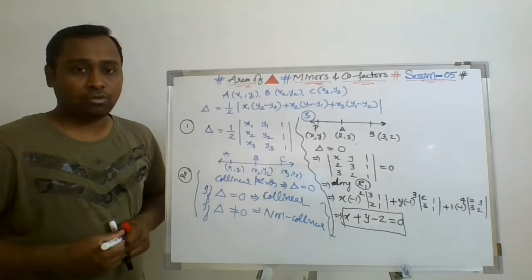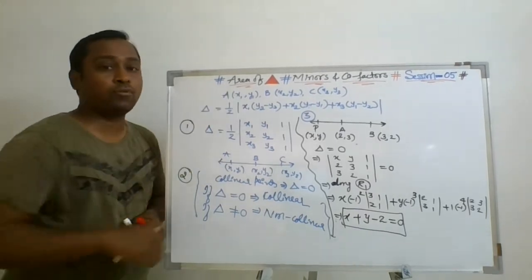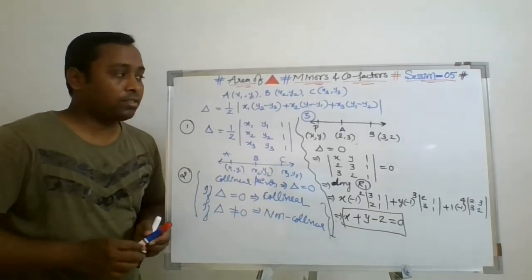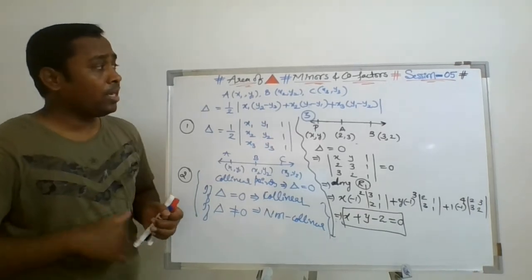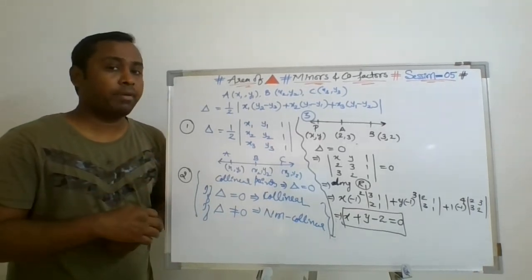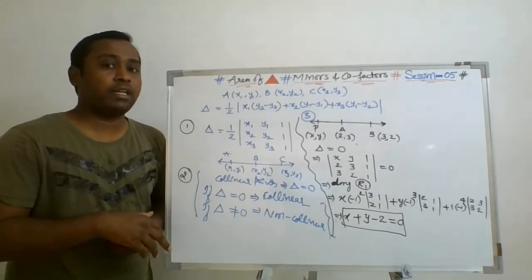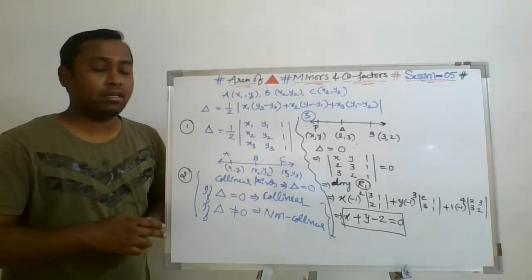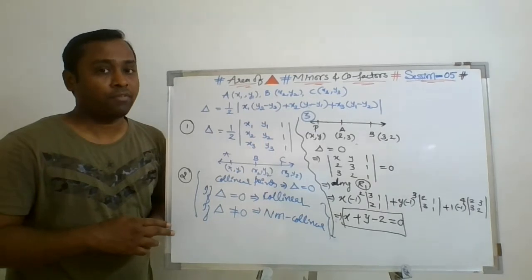Now coming to the last question of this area of triangle concept. Now what is that last question? The area of the triangle will be given to you and one of the coordinates will be missing. Then you need to find that missing value. Now let's understand that concept with the help of a question.